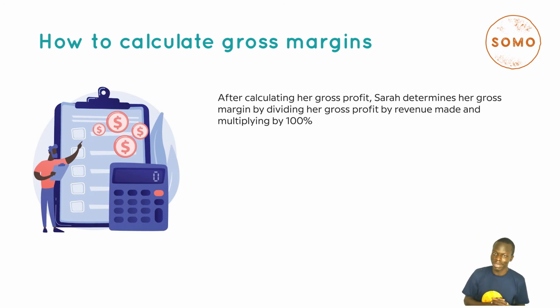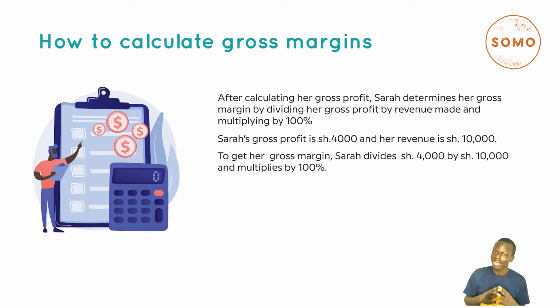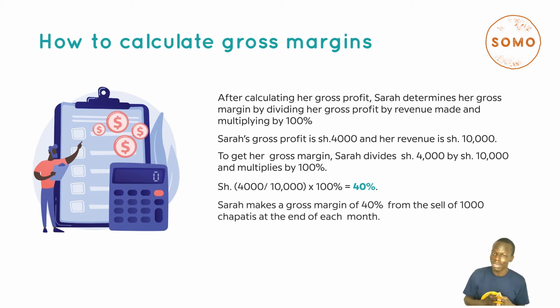After calculating her gross profit, Sarah determines her gross margin by dividing the gross profit by revenue made and multiplying that by 100%. Sarah's gross profit is 4,000 shillings and her revenue is 10,000 shillings from the sale of 1,000 chapatis. To calculate her gross margin, Sarah divides her gross profit, which is 4,000 shillings, by the revenue of 10,000 shillings, and then multiplies that by 100%. 4,000 divided by 10,000 shillings multiplied by 100% equals to 40%. Sarah makes a gross margin of 40% at the end of each month.